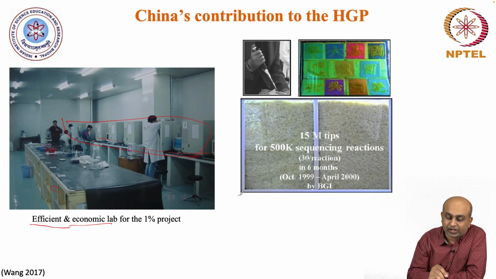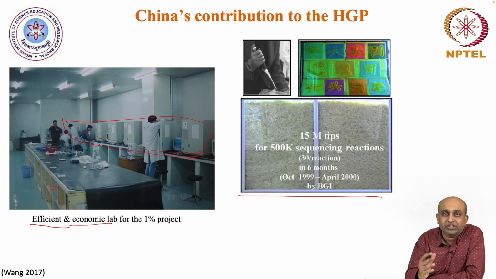This is actually a box which they had kept in this Beijing region sequencing project, where all the pipette tips which were used were collected in these huge boxes, right? Whatever pipette tips were used for pipetting in various steps of the sequencing were all collected in these boxes. There are 15 million tips that were used for 500,000 sequencing reactions, right? That's around 30 reactions in 6 months. This was actually done in BGI from October 99 to April 2000.